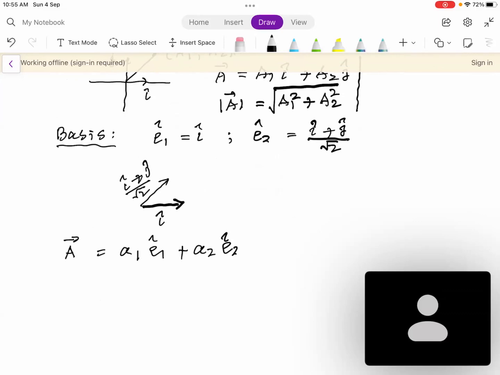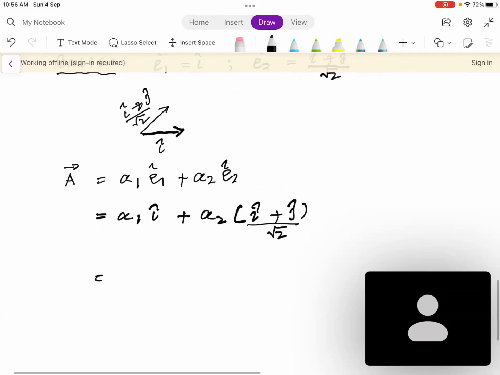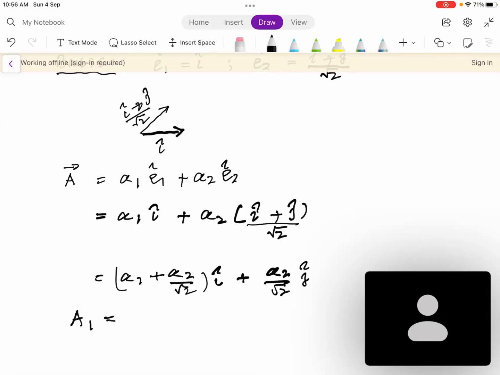Now this A and A can be related because I write this as A1 i cap plus A2 E2, and I know E2 is (i plus j) cap by root 2. So therefore I can write this as (A1 plus A2 by root 2) into i cap plus A2 by root 2 into j cap. So this tells you that your capital A1 is equal to A1 plus A2 by root 2, and capital A2 is equal to A2 by root 2. Correct?